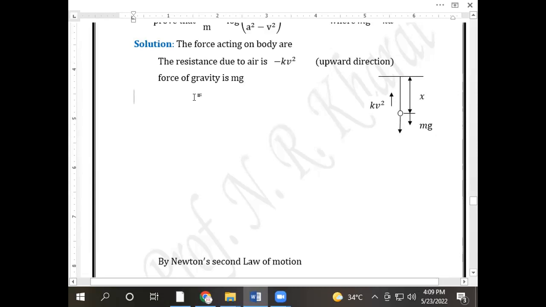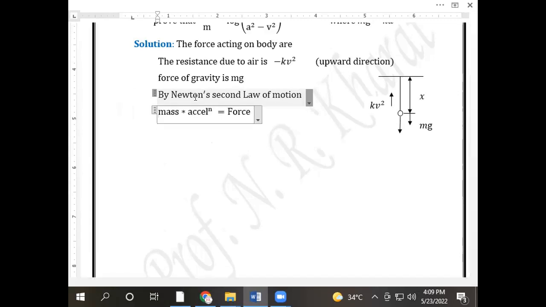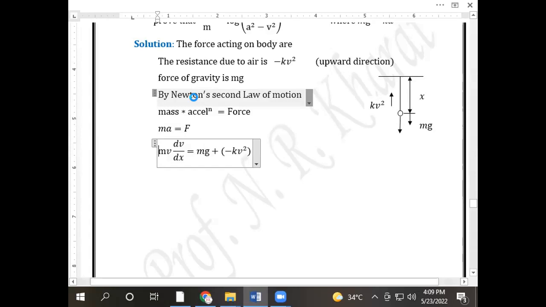The total net force acting on the body is given by Newton's second law of motion, or by D'Alembert's principle, the force is nothing but mass into acceleration. The value of mass is m, and a is the acceleration, and f is the force or forces acting on the body. So m is the mass, and the acceleration is expressed in terms of v dv upon dx, and the forces acting on my body are mg and minus kv square.